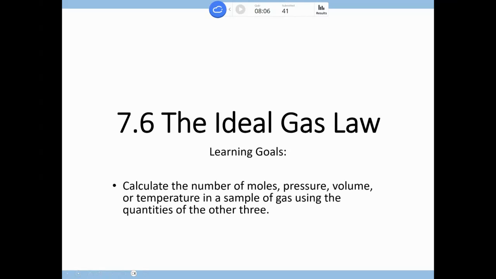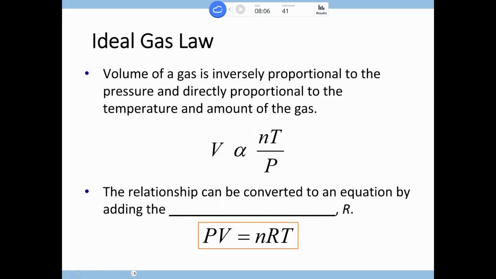So this relates pressure, volume, amount of gas, and temperature. If we think about all of the other laws that we've learned so far, volume of a gas is proportional to the amount of gas, so that's N. It's proportional to temperature, T, and it's inversely proportional to pressure. So if you increase amount of moles, if you increase N, you're increasing volume. If you increase T, temperature, you're increasing volume. If you increase pressure, then you're decreasing the volume.